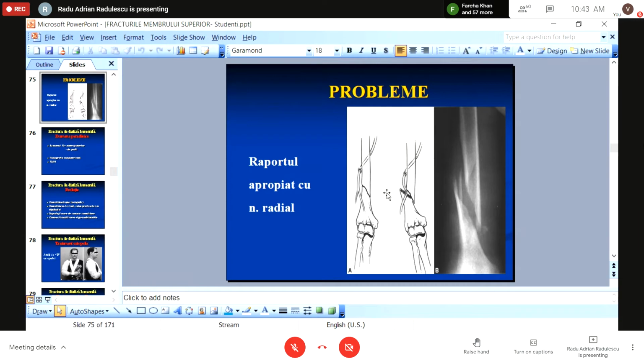motor branch of the radial nerve is responsible of the innervation of the posterior and lateral areas and muscles of the forearm. So they will be in fact non-functional, so that's why the patient will not be able to do the extension of the hand, and will be unable to do the abduction and extension of the first finger of the hand.